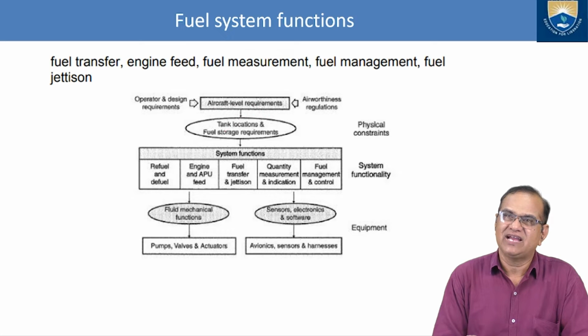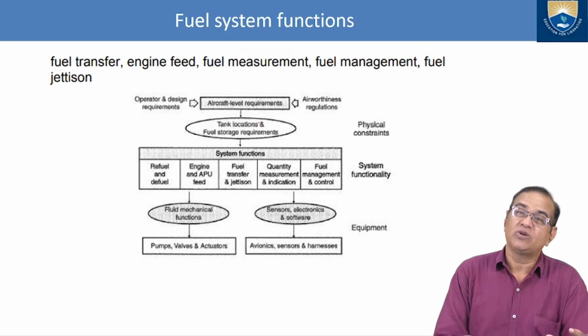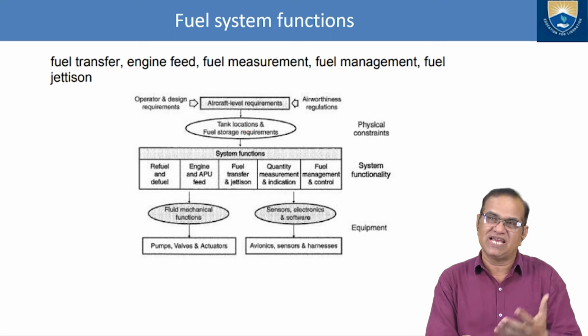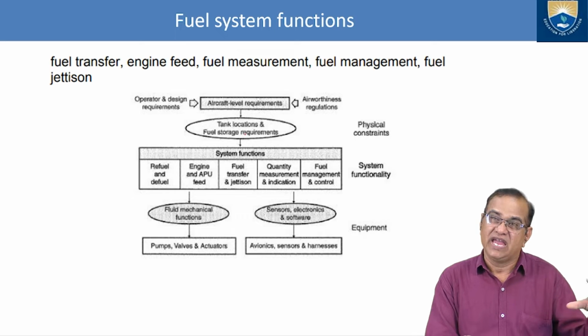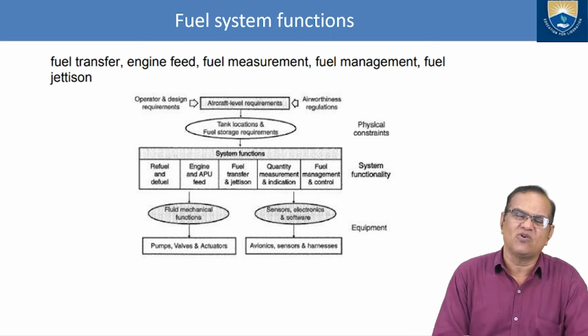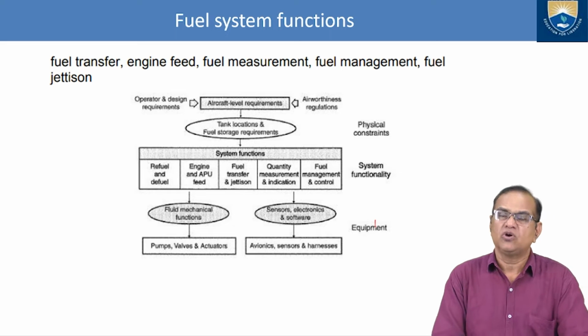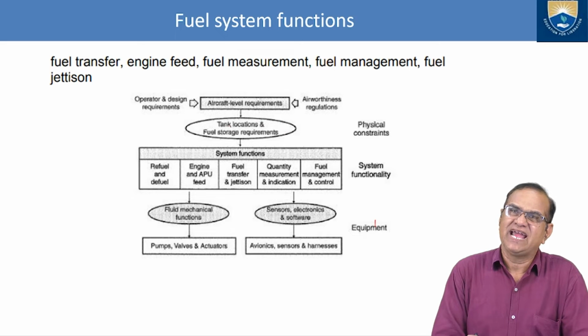From here, tank locations: where the tank is to be located, in the high wing, lower wing or middle wing, or in the fuselage, or as external fuel tanks, and so on. All requirements we have to see here. It is called the physical constraint. So there we can see the 4 constraints: one is airworthiness, then physical constraint, system functionality and equipment. So here we can see the tank locations and the fuel storage requirement.